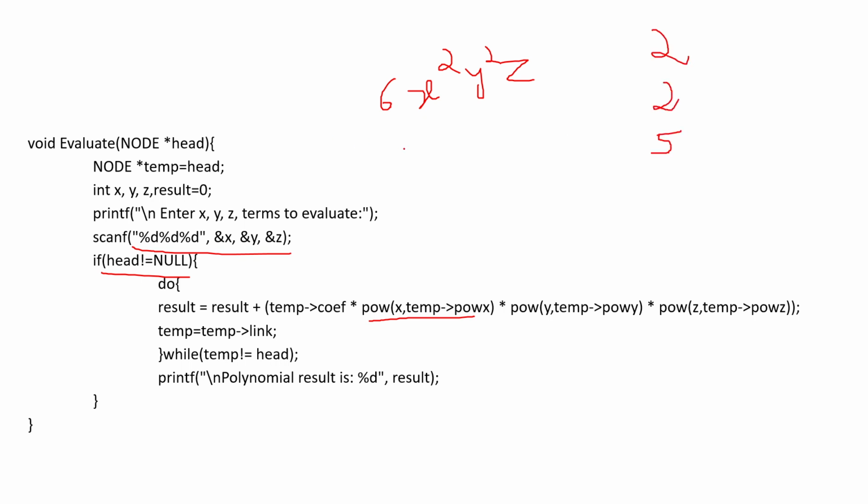The answer will be, result right now is 0, the coefficient 6 multiplied by the power of x value. Let it be 2, 2 power 2 that is 4, then y value is also 2, 2 square is 4, z value is 5. This is the answer: 6 into 4 into 4 into 5. After evaluating, go to the next term, temp equal to temp of link. So you repeat this if it is not matched.